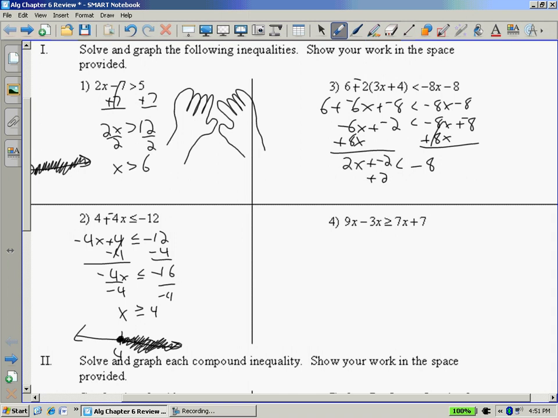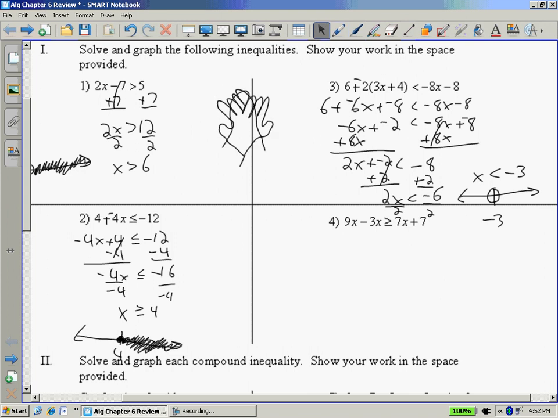First addition or subtraction. Then multiply, divide. And I do not switch the symbol there because I did not divide by a negative. Even though I saw a negative, I did not divide by a negative, and that's a critical difference. Now we're going to graph young man, and that fits the curve of your left hand there, so it's going to go this way.